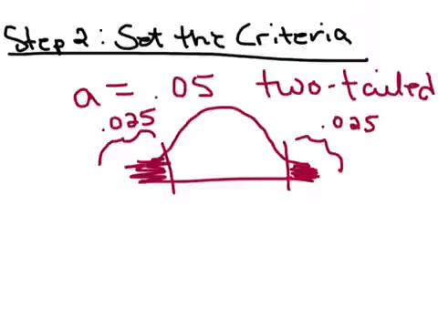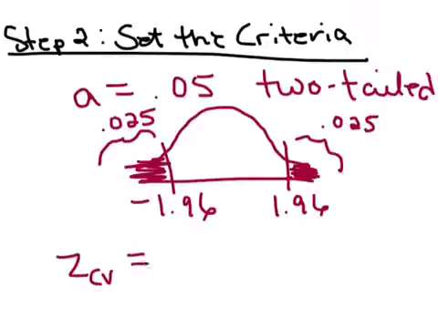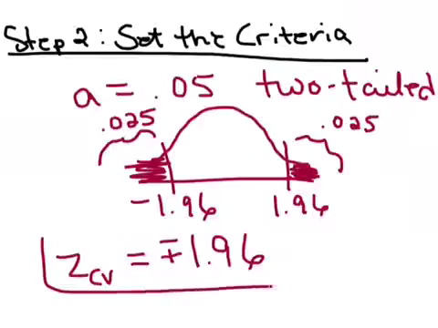So when we look in our unit normal table, now instead of looking at 0.05 in the area beyond Z, you're going to look up 0.025. Be very careful, because it's very easy to lose track of decimals. When you look up 0.025, you should get a Z of 1.96. Be careful, because that should be negative and positive. So your final answer should be Z critical value equals negative and positive 1.96, because we're dealing with two-tailed.